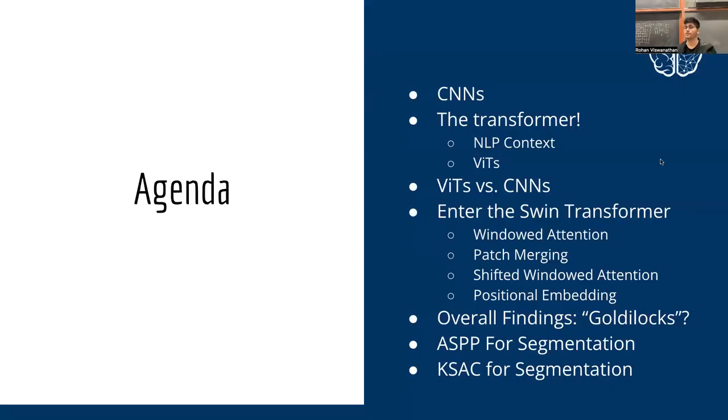The timeline for today is to review CNNs, their motivation, what makes them good, what makes them bad, then the transformer, things that have been pushing forward the state of the art of computer vision. We're going to first start off with the NLP context, like BERT, how those embeddings are generated, what the purpose of that is, then move on to vision transformers, then compare vision transformers versus CNNs, and then the SWIN transformer, which is an improvement upon vision transformers for computer vision applications. So we're going to talk about window detection, patch merging, then shifted window attention, which is the big thing in SWIN transformers, end with positional embeddings, and then talk about overall findings. If we have time, we can talk about some advanced segmentation methods, but that's going to be a cherry on top, if we get to that or not.